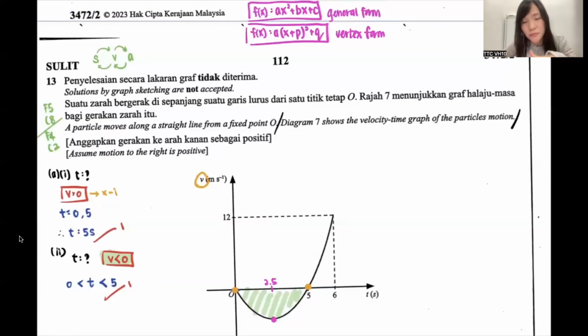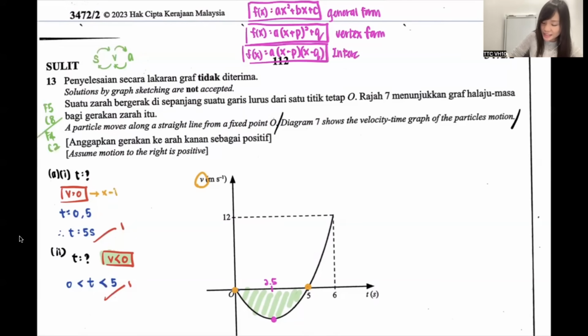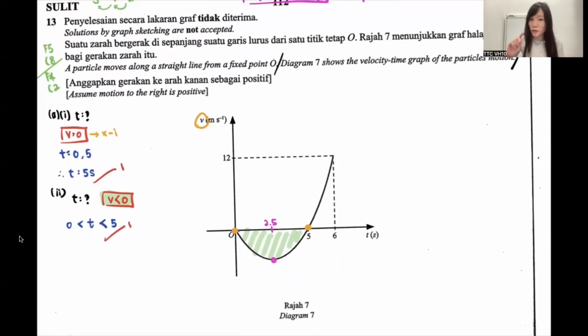Do you know, other than general form and vertex form, there's one more form that looks like this. This form is called intercept form. I really feel like these questions are able to use intercept form. Just now, one of the questions in front, do you guys remember? We did intercept form before. So let me try to show you guys, okay?